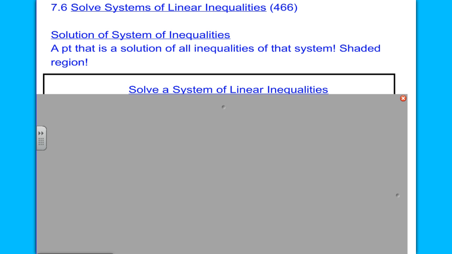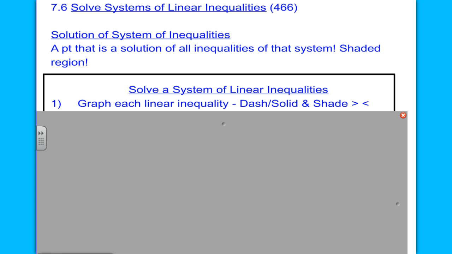So we're going to write down how you solve a system. And really there's just two things. The first thing is, anybody want to say what to do? We graph the inequalities, right? Graph each linear inequality, dash or solid, and shading. Remember those things. Now there's a lot to that. You know a lot if you can do that, right?